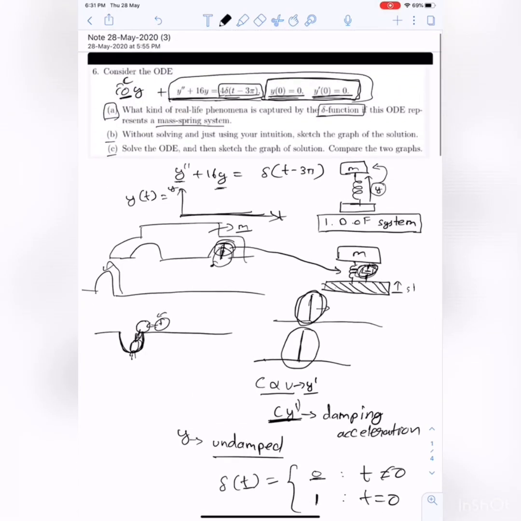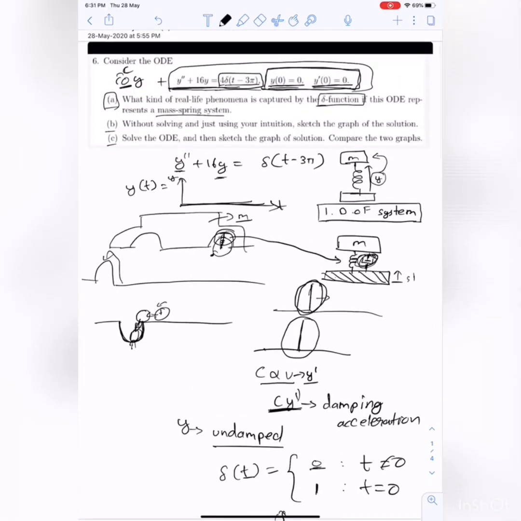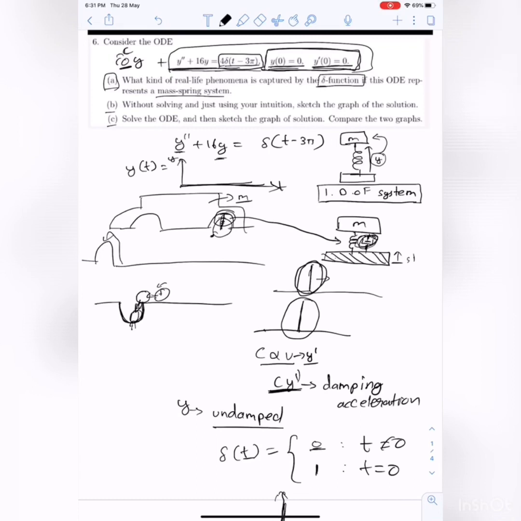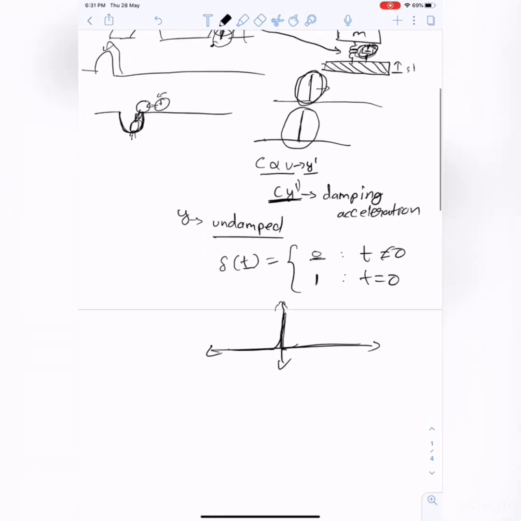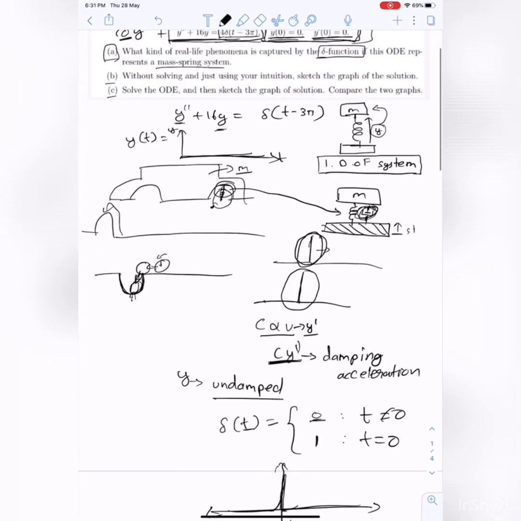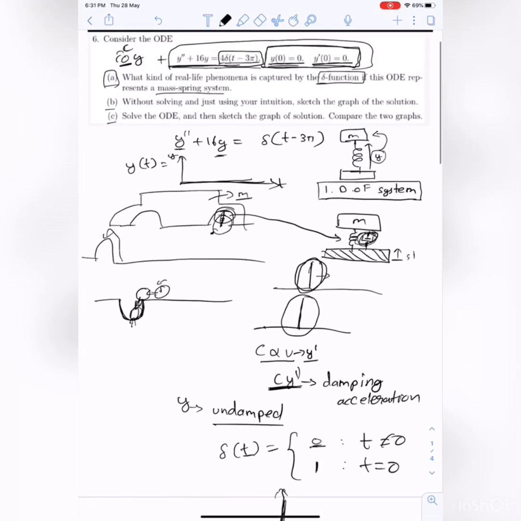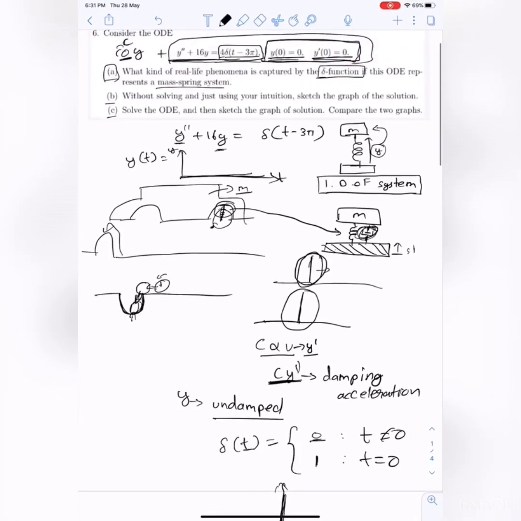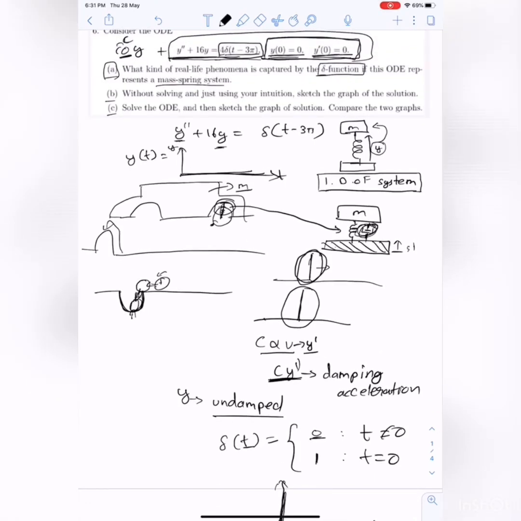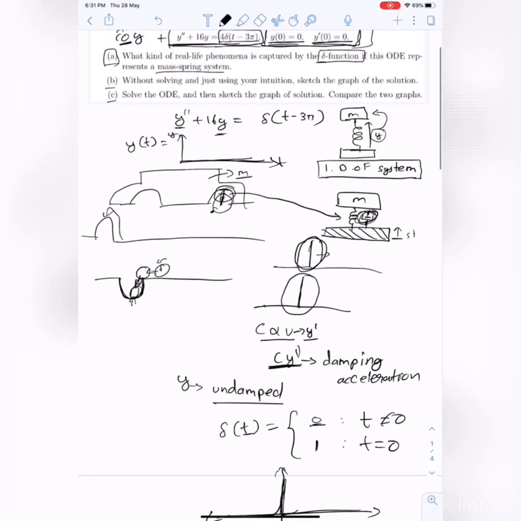Okay, so what else can we do? Our system is undamped, and what else can we solve using this? As you can see, our system was not moving at all, but now there is a force of 4 times delta of t minus 3 pi.